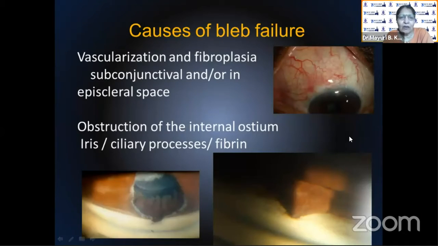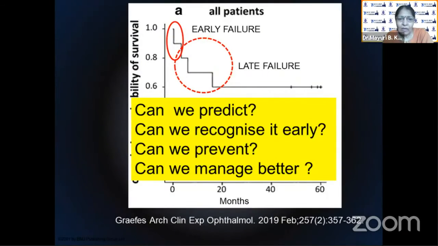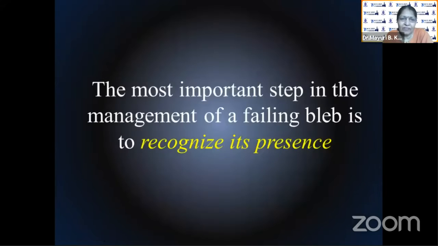Now we know that the cause of bleb failure is vascularization and fibroplasia underneath, in the subconjunctival space or in the episcleral space. Another cause could be obstruction of the internal ostium by iris, ciliary process or fibrin tissue. This can be identified by using gonioscopy. So can we predict the bleb failure early? Can we recognize it early? Can we prevent it, or can we manage it in a better fashion?